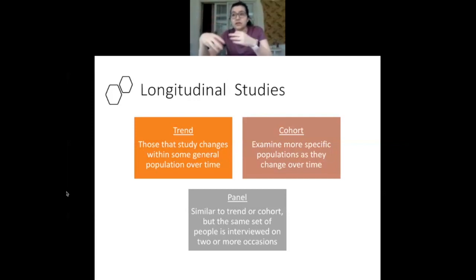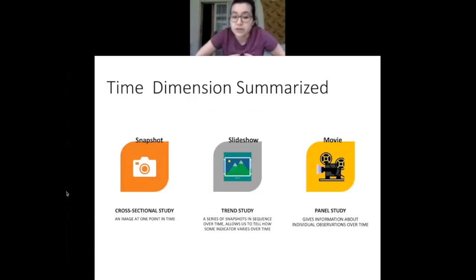how children are developing and their behaviors and social activities, then that would be a panel study if you're looking at one particular person throughout the time. Summarized from the cross-sectional, trend, and panel: cross-sectional is like you are taking a picture of a particular period and you have all the variables within that time period, but that's it.